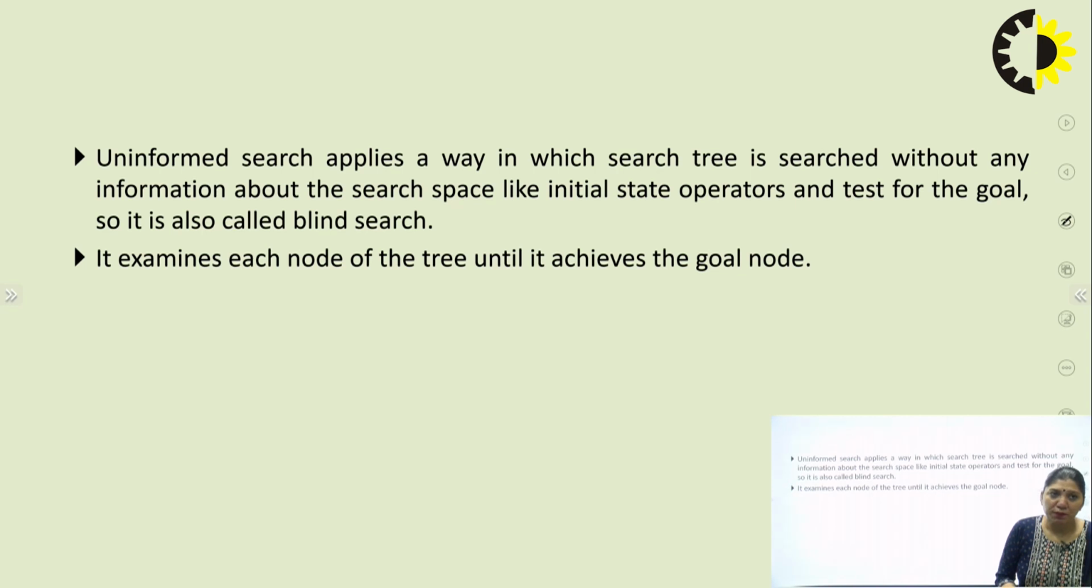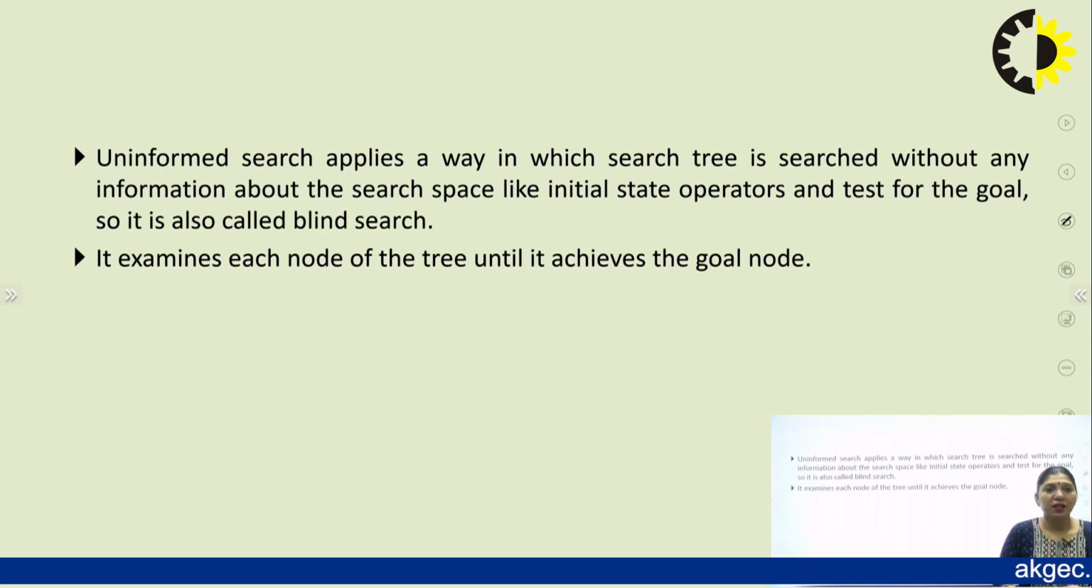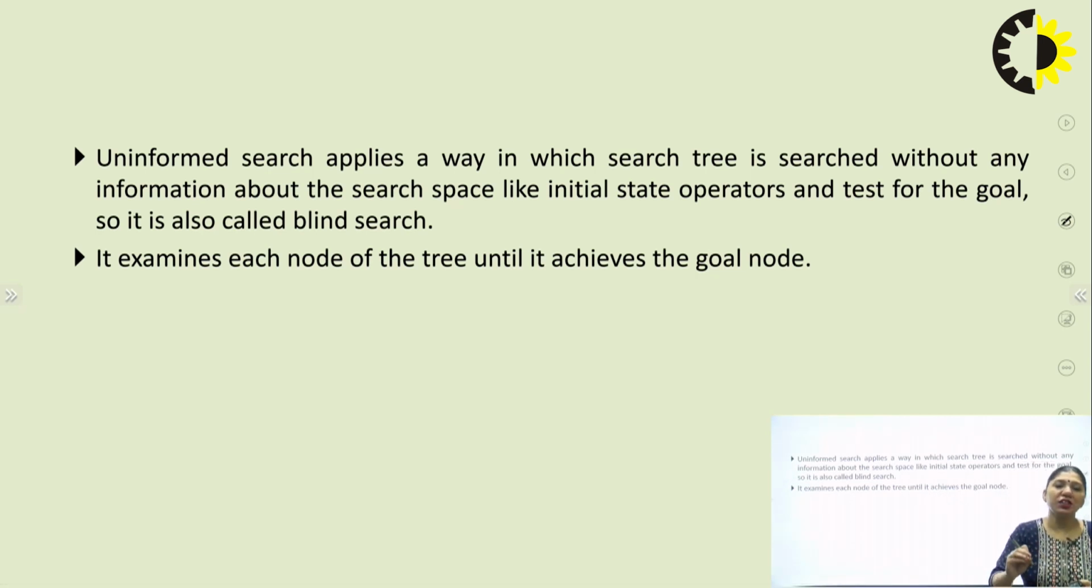So uninformed search applies a way in which the search tree is searched without any information about the search space, like initial state, operators, and test for the goal. So it is called the blind search, isn't it? मुझे goal पता है, वो operators को start करके it will try to achieve that goal node. It examines each node of the tree until it achieves the goal node.